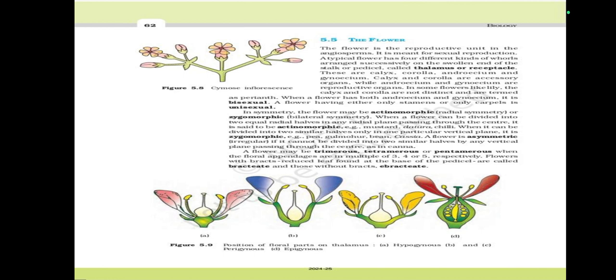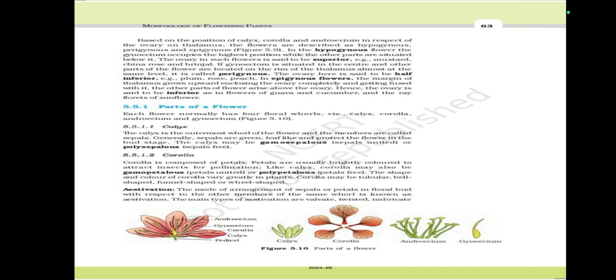Hypogynous, perigynous, and epigynous. Based on the position of calyx, corolla, and androecium in respect of the ovary on the thalamus, the flowers are described as hypogynous, perigynous, and epigynous, as shown in figure 5.9.